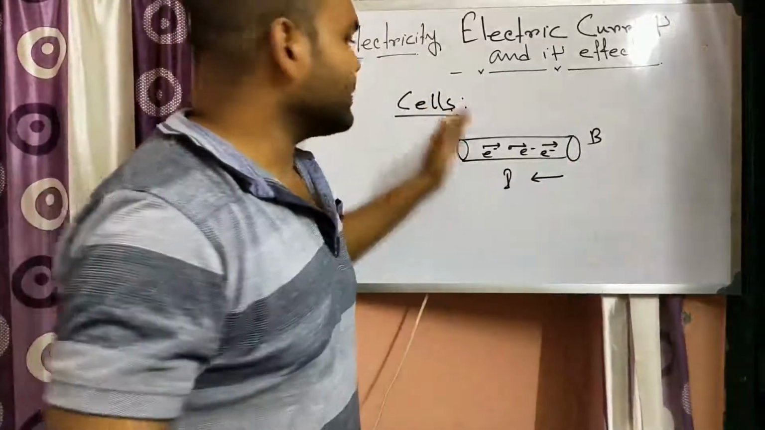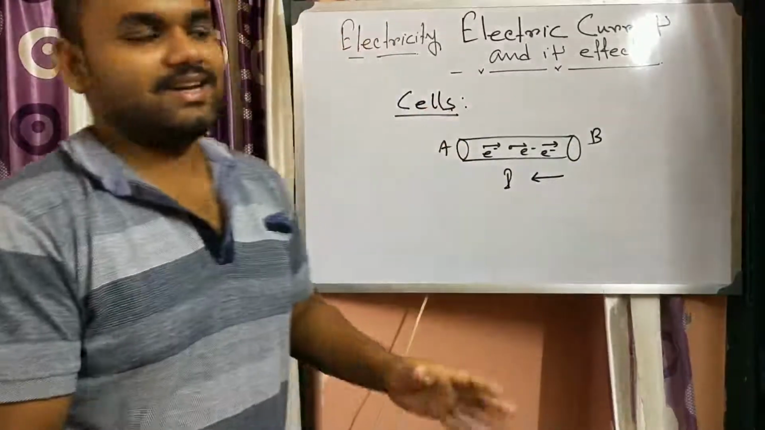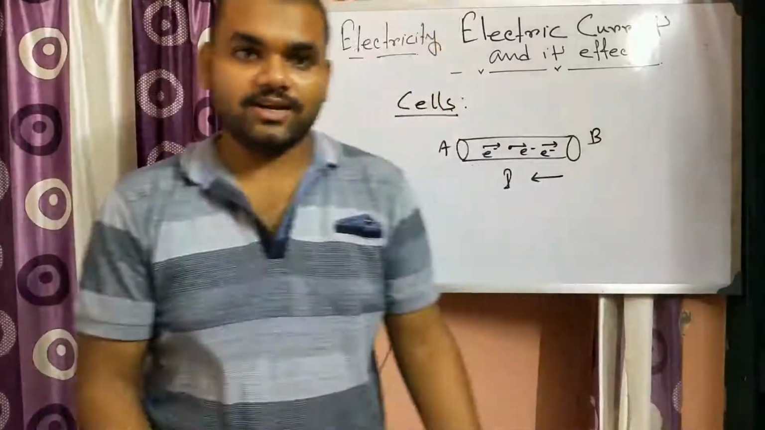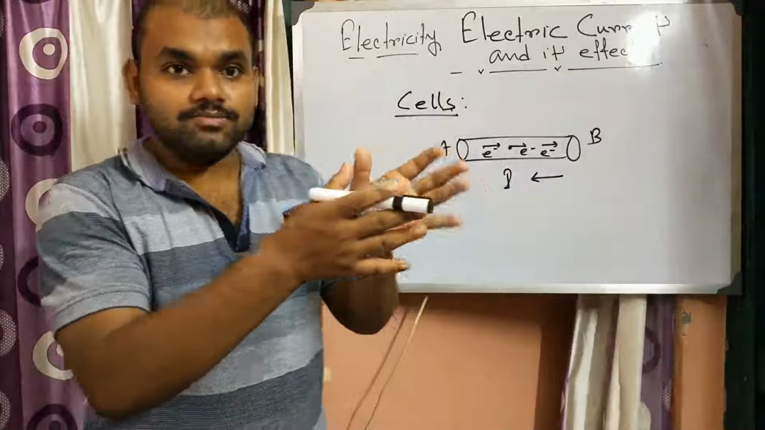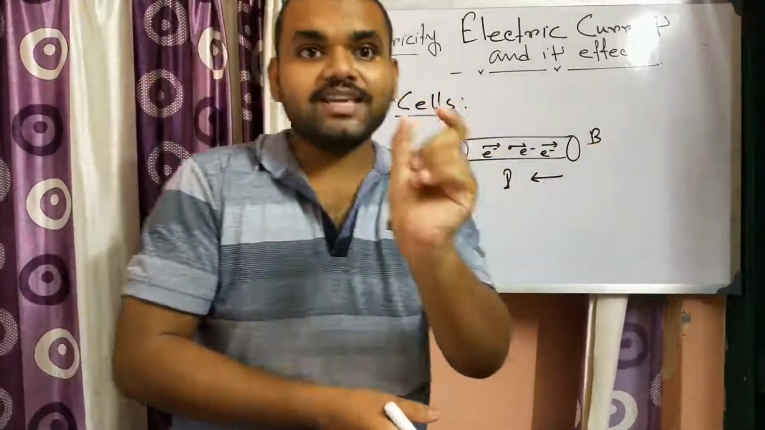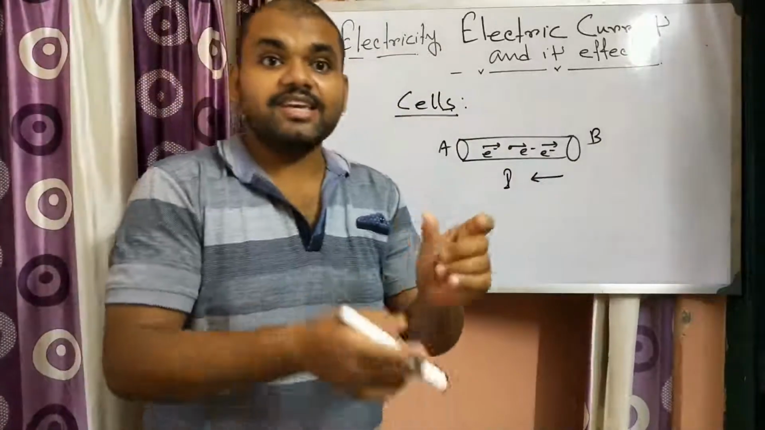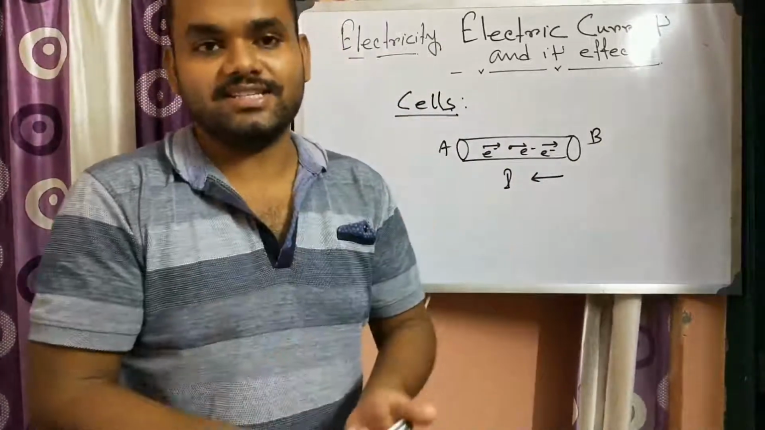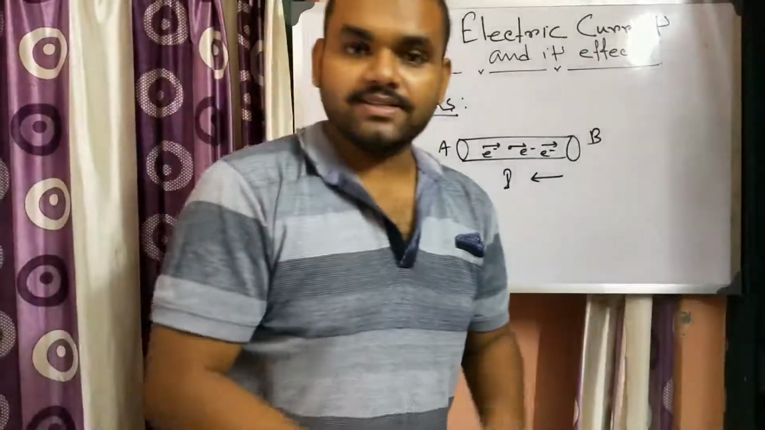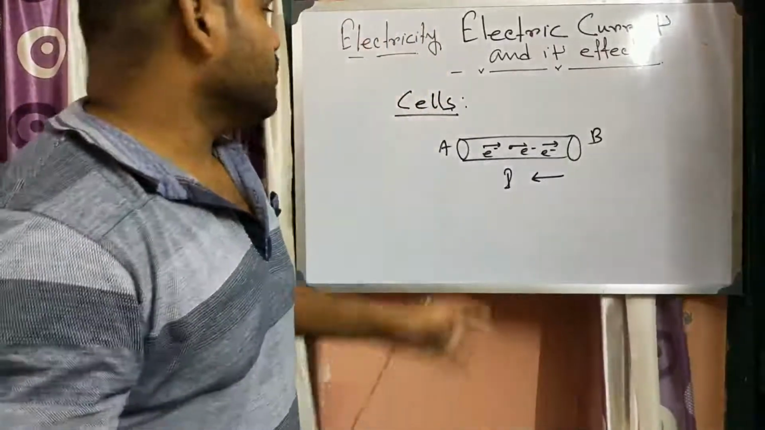Now come to the cell. An electric cell converts chemical energy into electrical energy, and whenever that cell is in a particular circuit, it provides electrical energy to the circuit to run the appliances. So this is very simple.